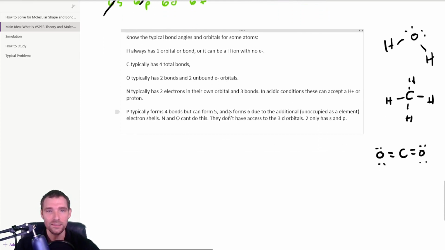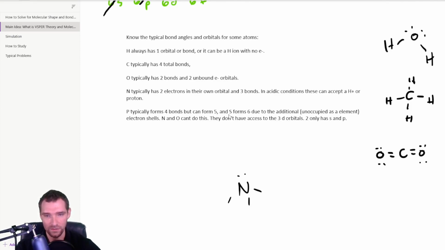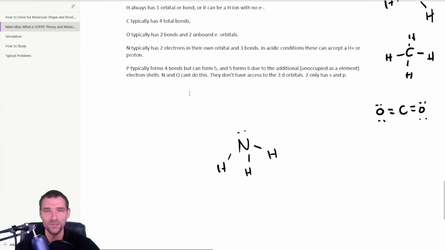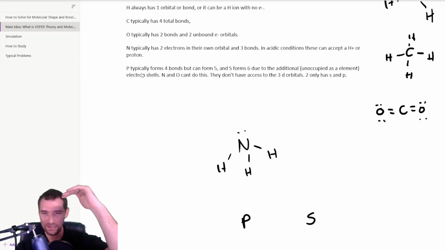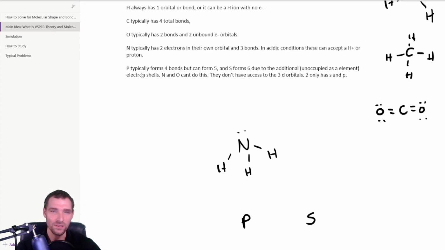And then nitrogen, this is really common for it to have an electron pair and 3 bonds. Super, super common. Nitrogen, in that case, it's filled up its 4 orbitals. We've got 1 orbital, 2, 3, 4. So it's got its 4 orbitals filled up when that happens. And then there's some kind of weird things that happen, but you're oftentimes going to see phosphorus and sulfur in these problems. Phosphorus, because it's higher in the periodic table, hasn't got as many orbitals to work with. So it typically forms 4 bonds.